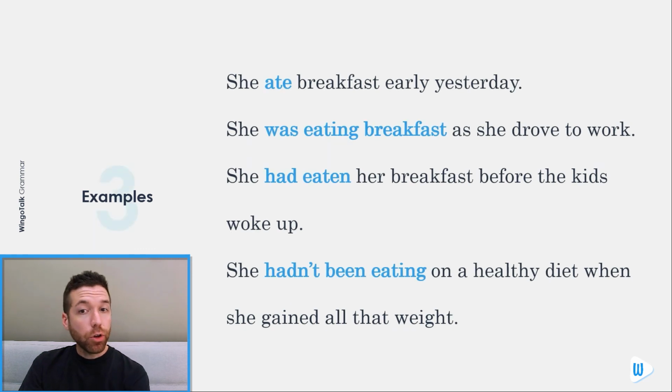She ate breakfast early yesterday. She was eating breakfast as she drove to work. She had eaten her breakfast before the kids woke up. She hadn't been eating a healthy diet when she gained all that weight.